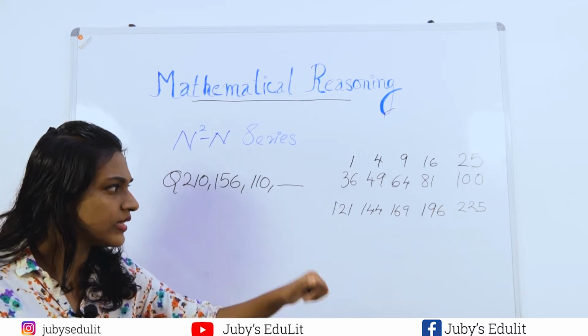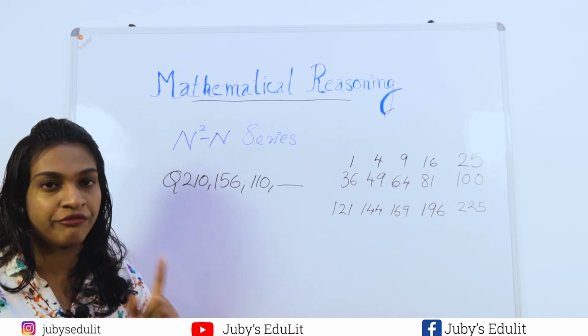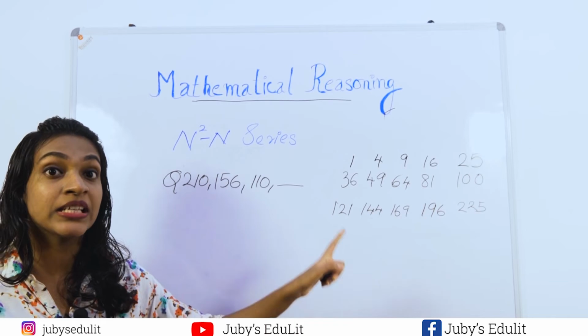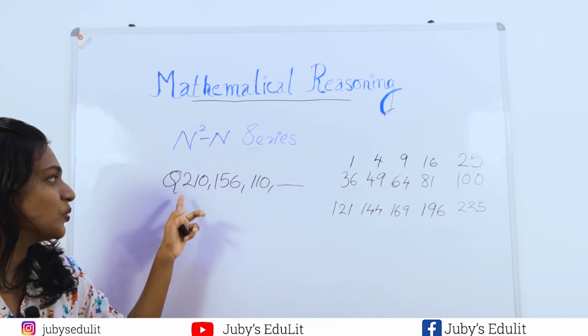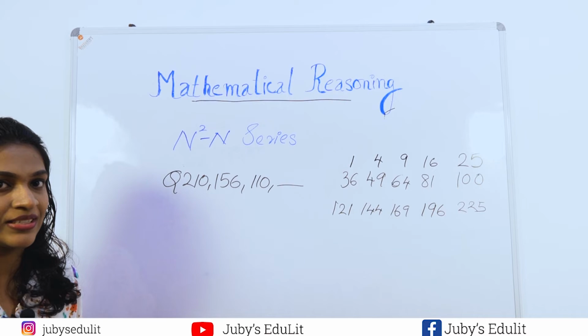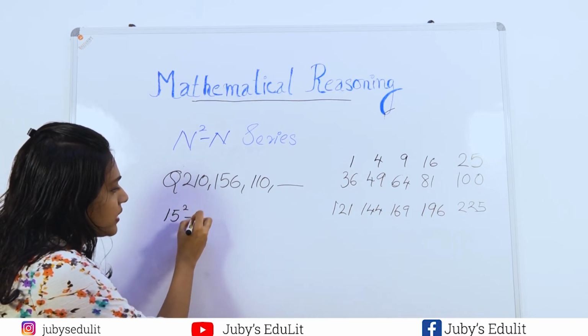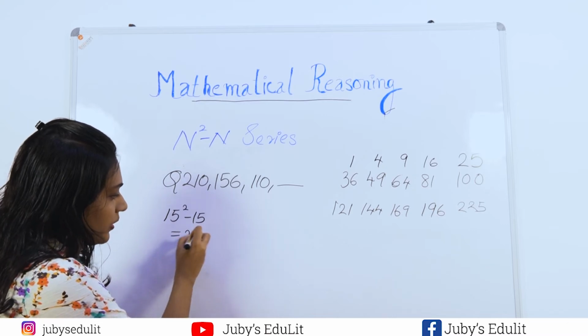So we have already seen here 225 is the square of 15. And when you subtract 15 from 225, what do you get? You get 210. So you can understand 15 square minus 15 gives an answer 210.